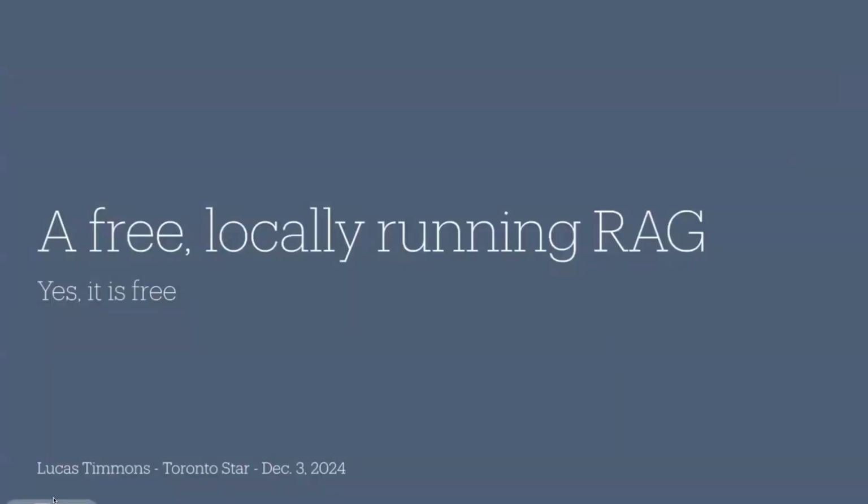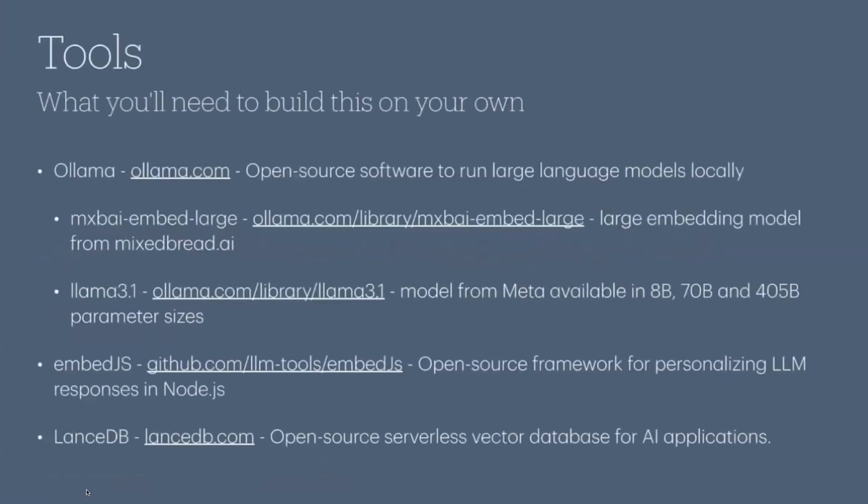So I'm going to talk about a retrieval augmented generation tool that you can use, you can make yourself, and it's completely free. You can run it locally, and that is pretty wonderful. So there's a few things you're going to need. When we built this, we used Ollama. Ollama is a great open source software. It's a tool that lets you run LLMs on your own computer, and it's great for many reasons. The one that you're going to care about most is that it's open source and free to use.